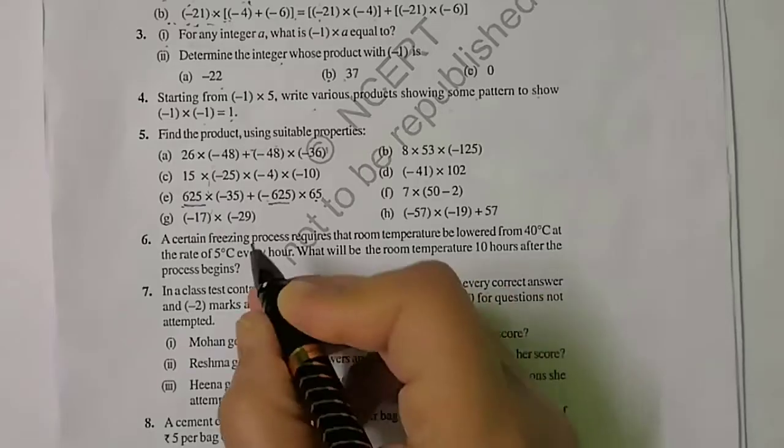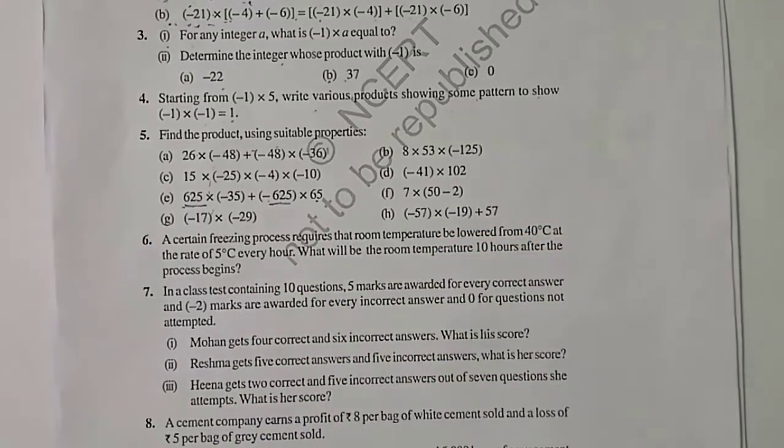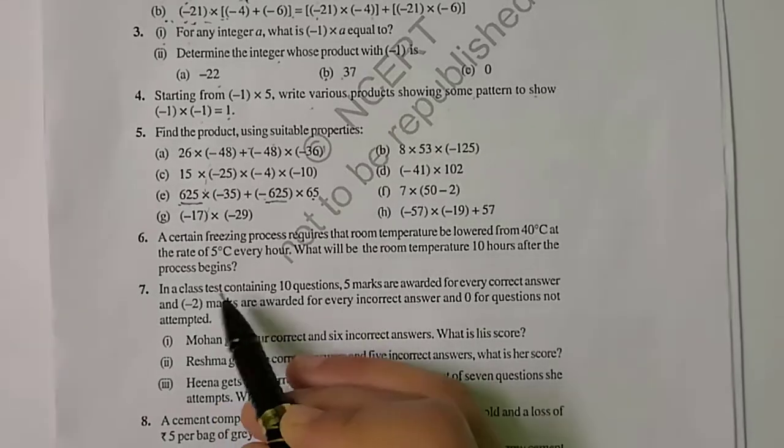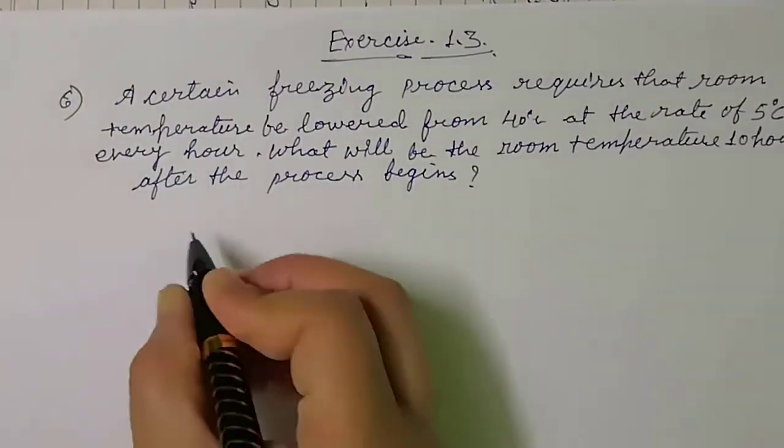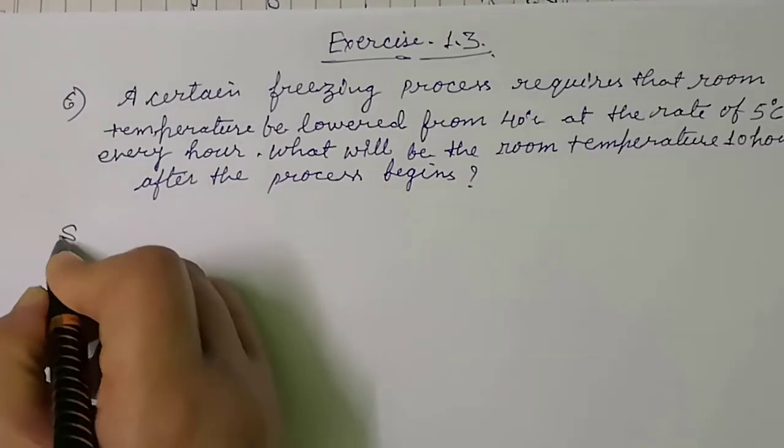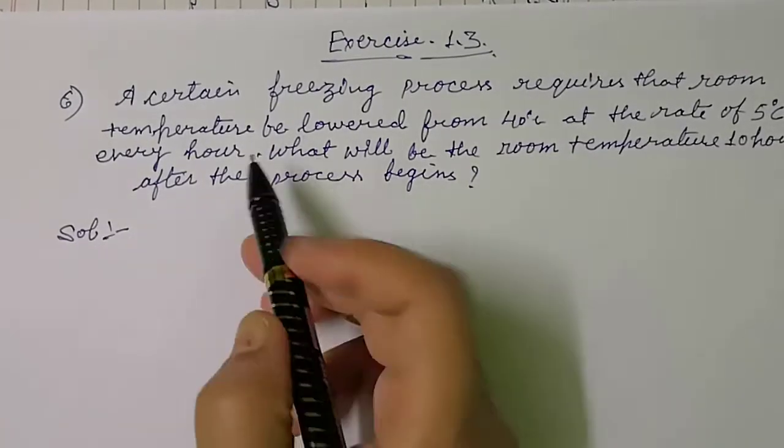Today we will do exercise 1.3. In the previous video I taught you question numbers 1 to 5. Now we will start from question number 6. Let's see. I'm going to write this question in the copy. This is question number 6. Now we start the solution. Read this question.